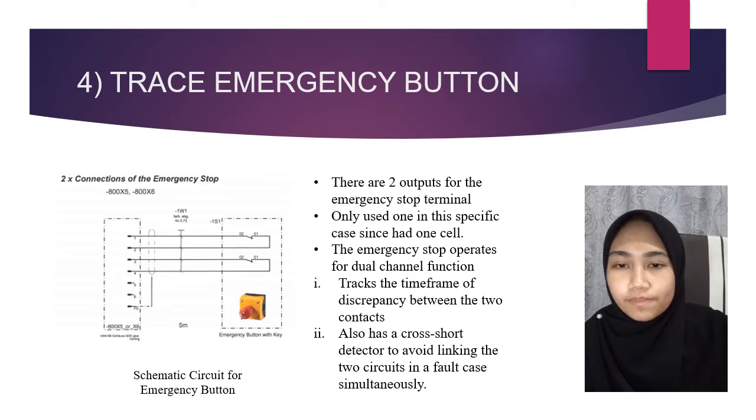The emergency stop operates with a dual channel function. Therefore, it tracks the time frame of discrepancy between the two contacts and also has a cross short detector to avoid linking the two circuits simultaneously in a fault case. The two output contactors and the input contacts of the kit cabinet are opened by pressing the emergency button. So there is no output voltage from the kit cabinet.